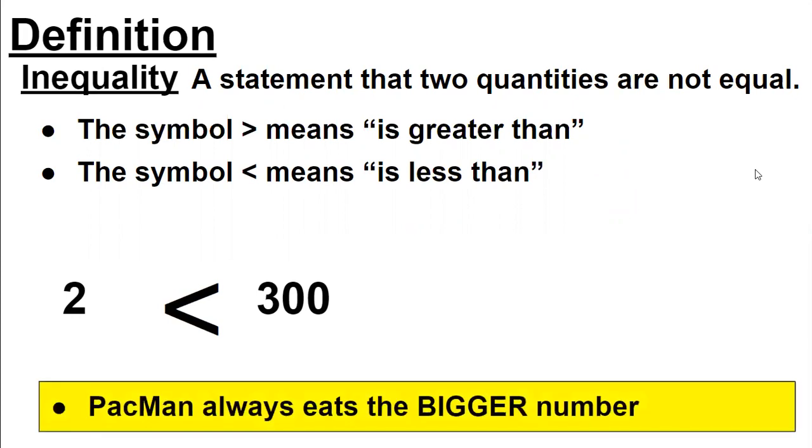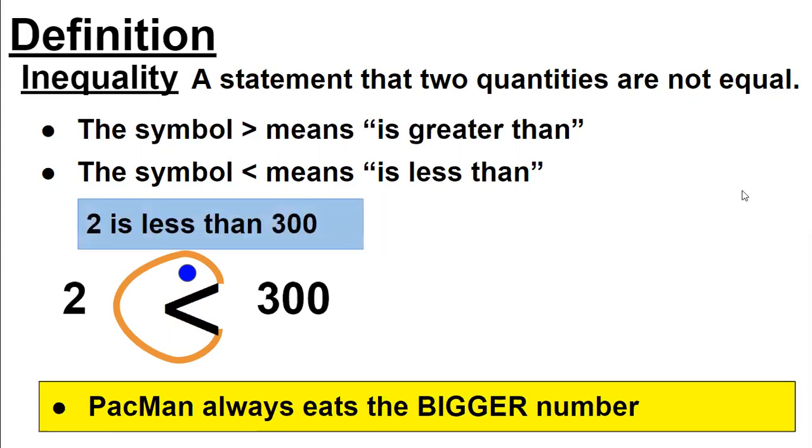And I always say Pac-Man always eats the bigger number. I don't know if you play Pac-Man, but it was one of the funnest games back in the 80s when I was growing up. So I like to draw my little Pac-Man guy there. He's always eating the bigger number. So he's eating the 300, and you would read that 2 is less than 300.